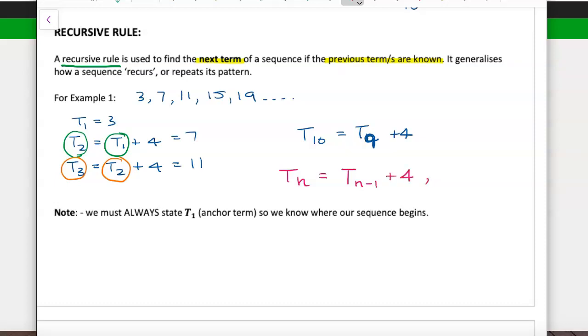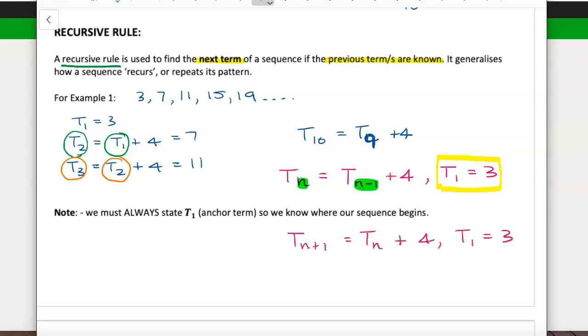What we must do is define what the first value of our sequence is so that we've got a starting point. This is very, very important. What we could also do is start with T n plus 1. To find the next term from term n, we would need term n and we would add 4 to it, where the first term is 3. What we're trying to do is identify the link: if we want to find term n plus 1, we must know the previous term n.